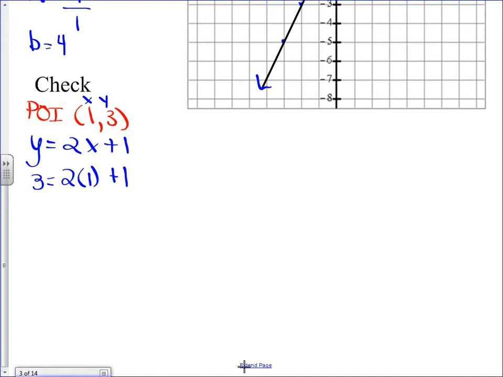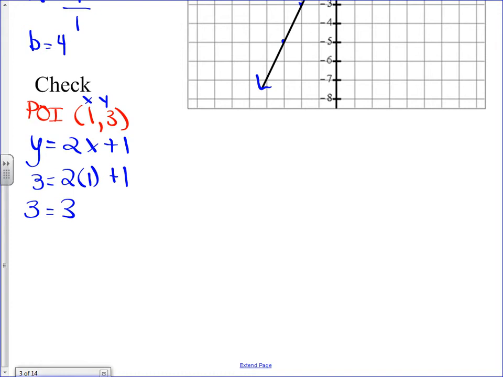So my left side, there's nothing to do. So my left side is still 3. Billy, what do I get when I do 2 times 1 plus 1? 3. So I have here 3 equals 3. So it's balanced. So that's my first equation.